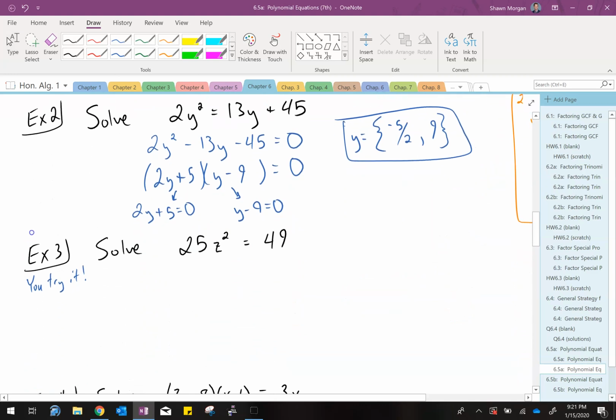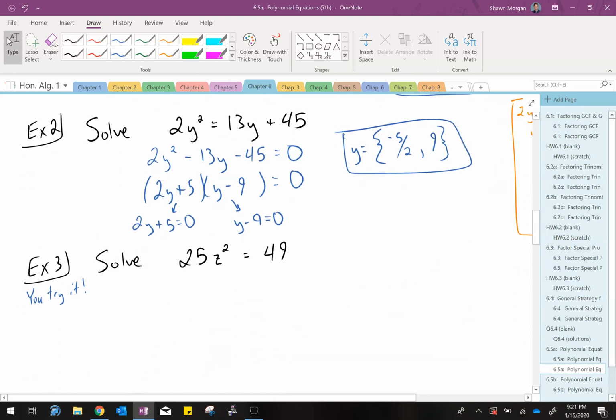Now, example 3 is for you guys to try. So I'll leave example 3 for you. Go ahead and pause the video, and you can pick back up once you've done it and see how you do.